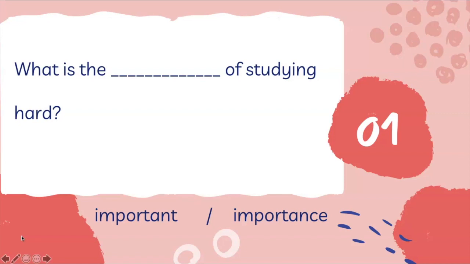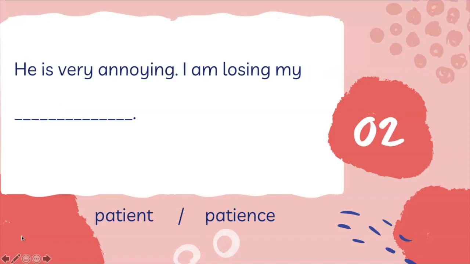Number 2. He is very annoying. I'm losing my patient or patience. Do we need a noun or an adjective here? And which one is a noun? Which one is an adjective? You can guess it from the spelling.